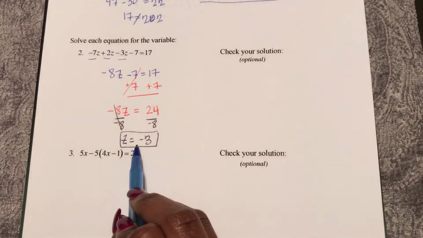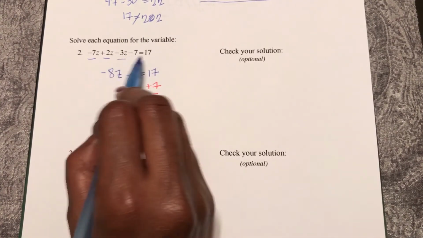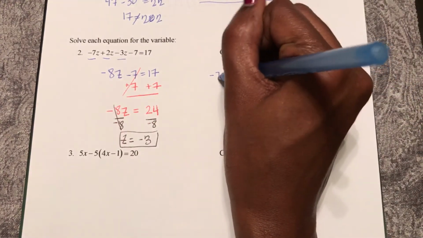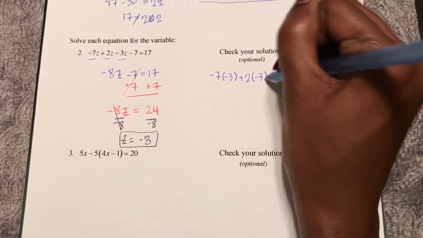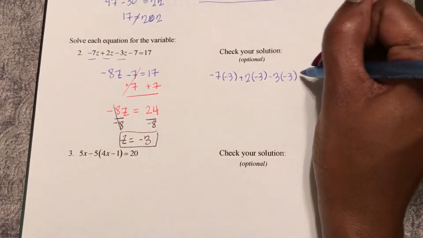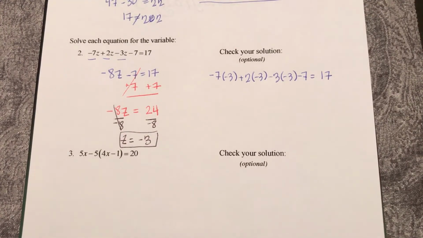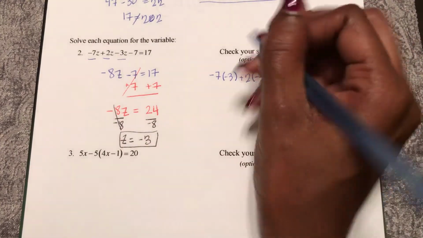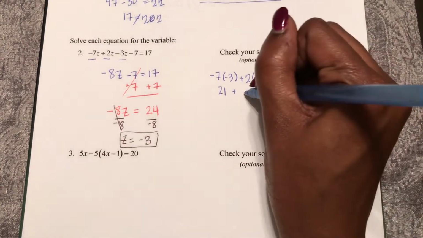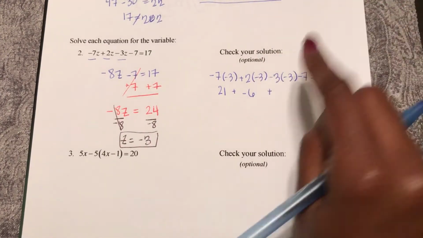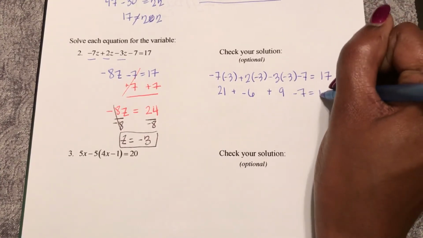So I'm going to now say that z is -3. If it's true, that means when I plug it into this equation, I'll be left with the true statement. So -7 multiplied by -3 plus 2 multiplied by -3 minus 3 multiplied by -3 minus 7 should equal 17. Well, let's see. -7 multiplied by -3 is 21 plus 2 multiplied by -3, -6 plus -3 times -3 is 9 minus 7.